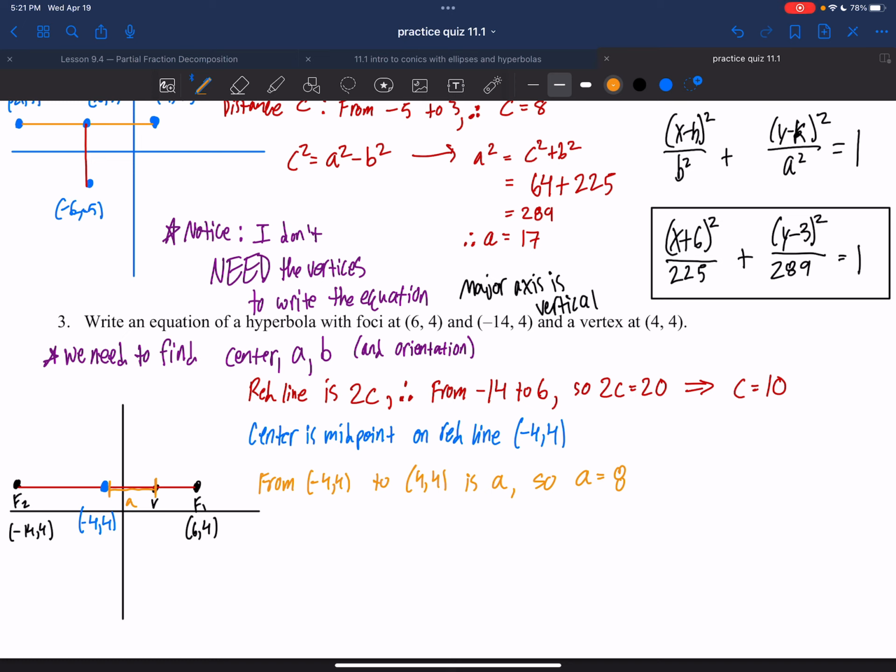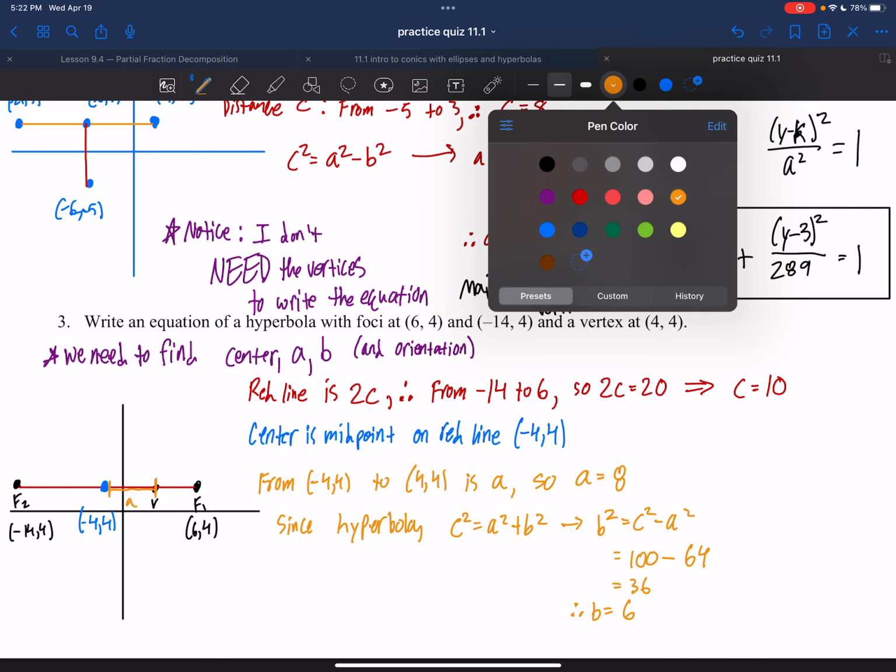Now I just need to find B. Since it's a hyperbola, C squared equals A squared plus B squared. That means to find B squared, B squared equals C squared minus A squared. So C squared, that's 100, minus A squared, that's 64, which equals 36. Therefore, b equals 6.